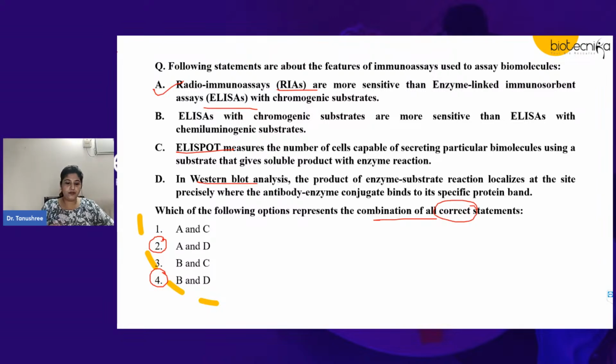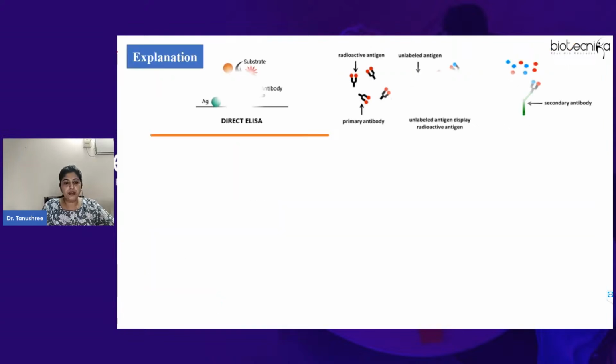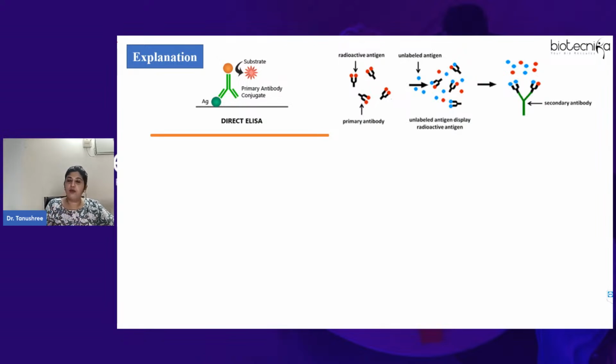Okay, option 2 and 4, fine. So let's discuss the statements given one by one, okay? First of all, what is the ELISA technique? Enzyme linked immunosorbent assay, right? And RIA is radioimmunoassay. Both are immunological techniques. Immunological technique means where you use an antibody to detect a particular antigen.